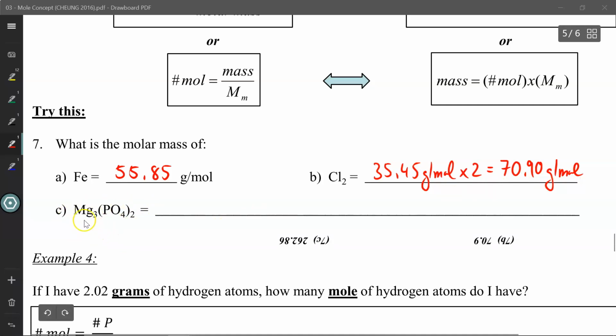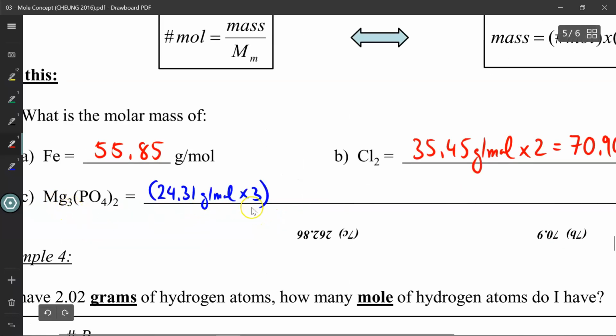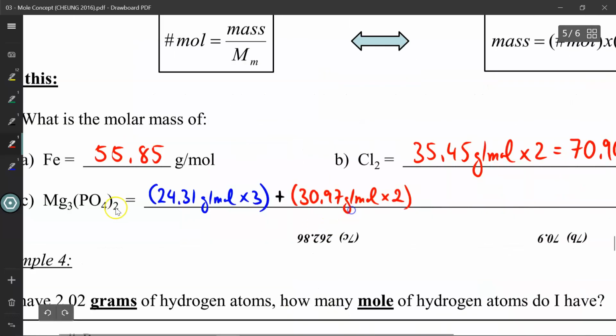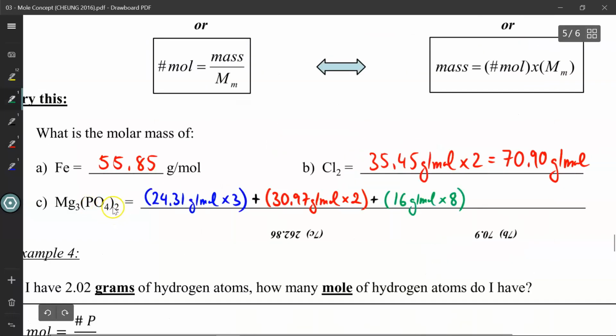Just add up the molar masses of their individual atoms. Magnesium is 24.31, but because there's 3 of them, multiply it by 3. Phosphorus is 30.97, but because there's 2 of them, multiply it by 2. Oxygen is a 16, multiplied by the 8 of them. Add them all up, and you get a molar mass of 262.87 grams per mole.